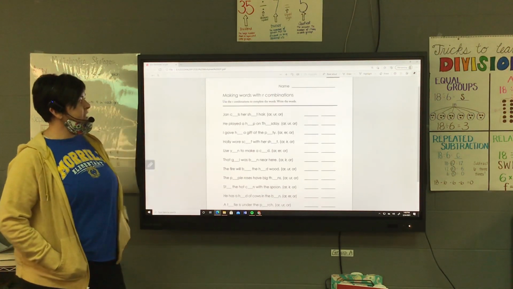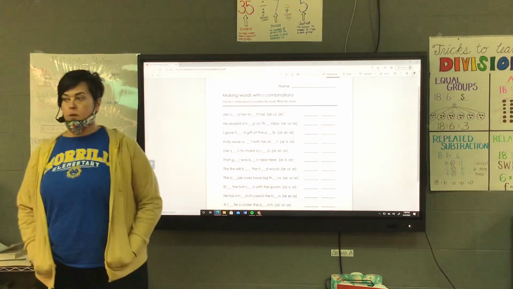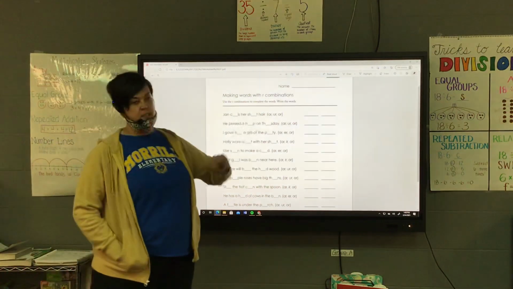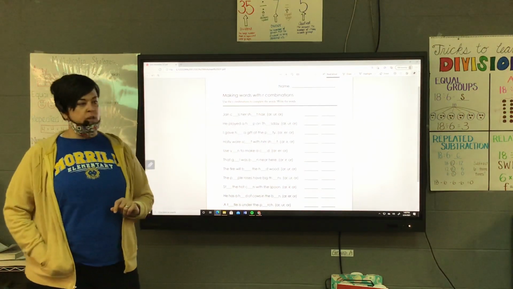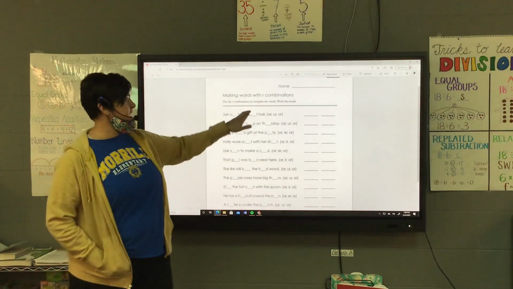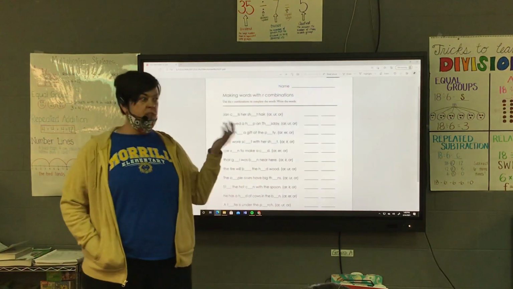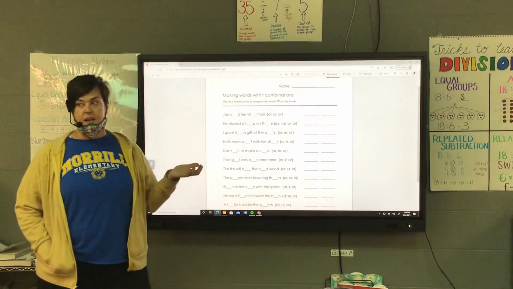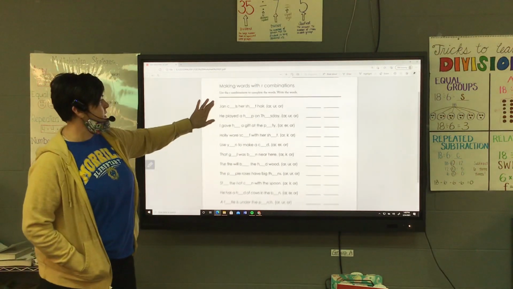The directions say, use the R combinations to complete the words. Write the words. Guess what we're not going to do? Write the words. We're not going to write them over here. We're just going to fill in the R controlled sound that needs to complete that word. Got it? Got it. Let's look at this first one.